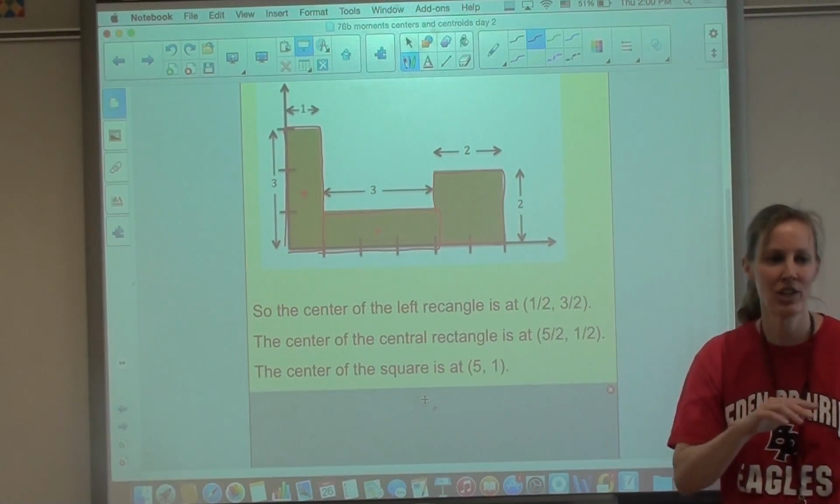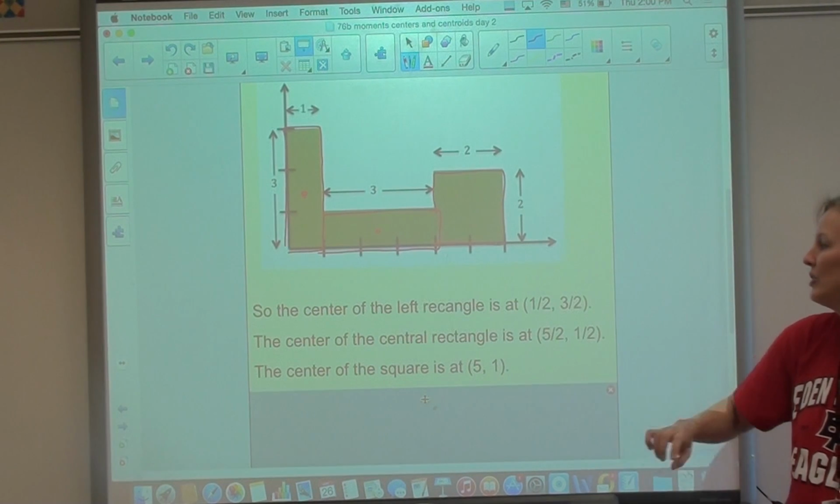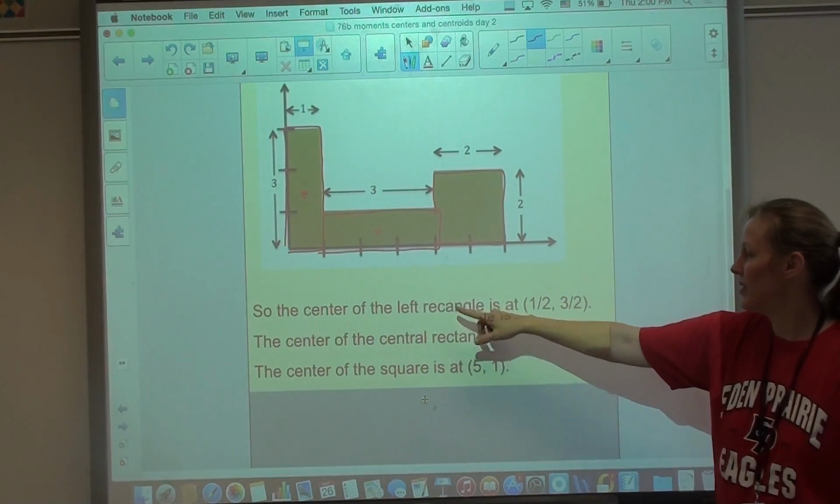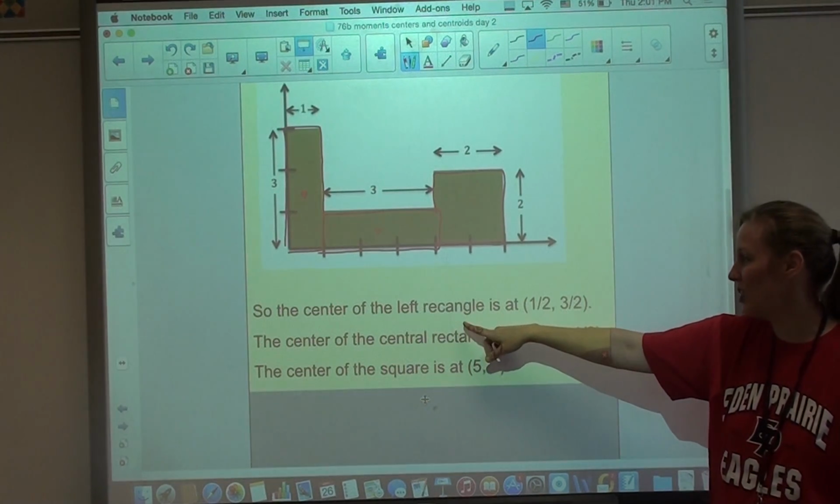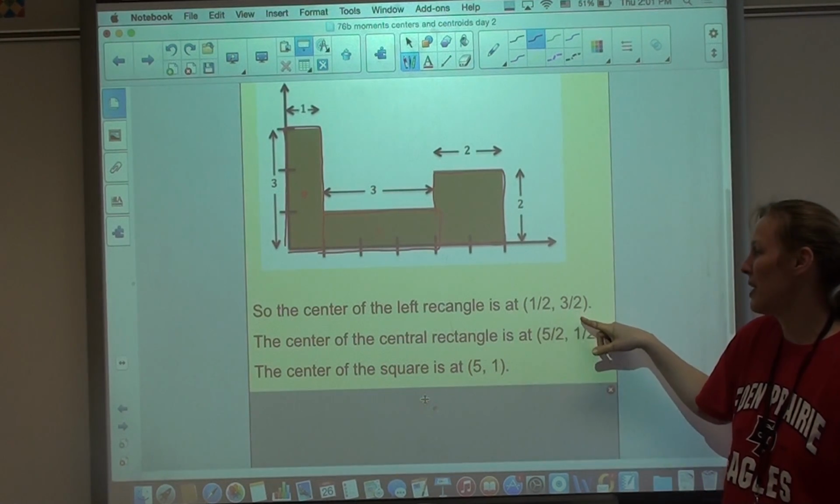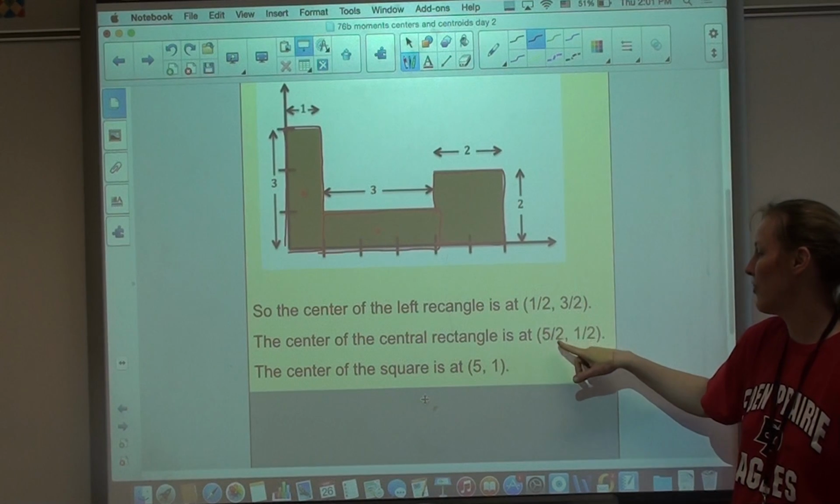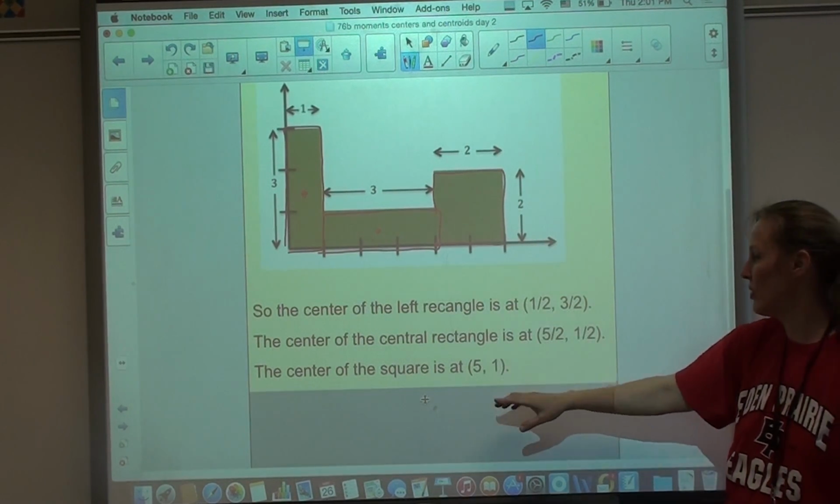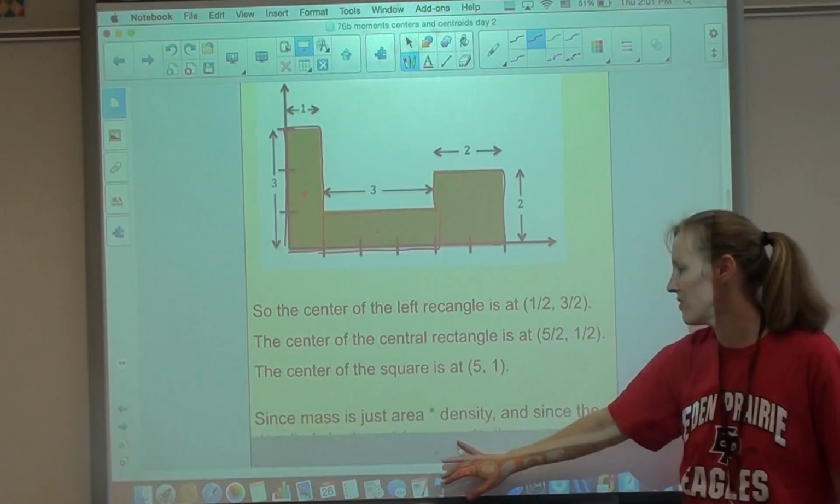Okay, I need your attention, focus back here, please. So, whoops, I wrote rectangle. The center of the left rectangle is at 1/2, 3/2. The central rectangle is at 5/2, 1/2, and then the square would be at 5, 1. So those are your centers for each individual shape.